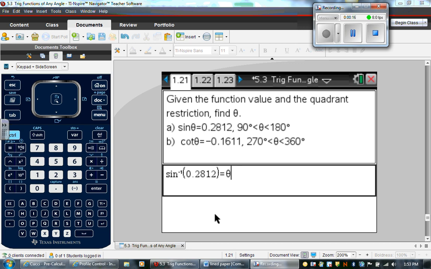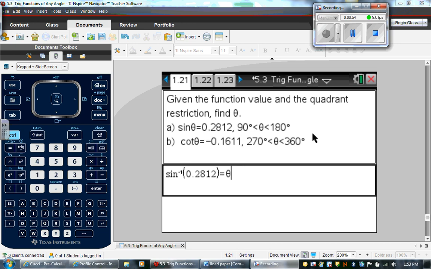We need to find the given function value and the quadrant restriction. We need to find theta. We're on the second one. Cotangent theta equals negative 0.1611. We're dealing with 270 to 360, which we know as the fourth quadrant. Since we're looking for the angle, we're going to want to take the inverse. Now, if you remember from last year, we do not take the inverse of the negative. The reason being is we want to find the reference angle. The reference angle will allow us to find the angle in the fourth quadrant very easily.